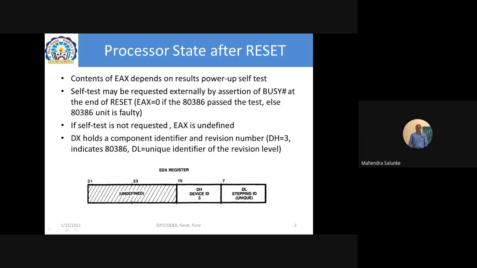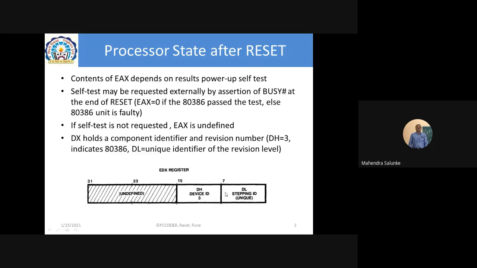CPU identifier. You can compare it with the CPUID instruction in the 64-bit architecture. But in this case, after reset, DX is going to hold the product ID. DH equal to 3 indicates it is the 386 microprocessor, and DL indicates the unique identifier of the revision level. So the lower part of the EDX register indicates the stepping ID. Stepping ID means the revision ID, and DH in the 386 case is 3, which indicates it is a 386 microprocessor.